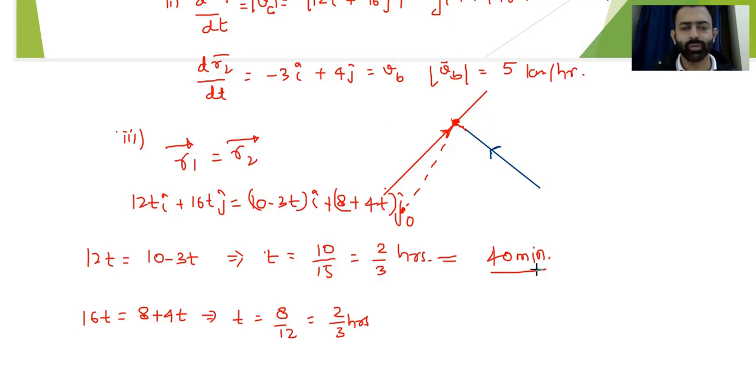Okay, so that's all for intersection of two lines. In the next video, there is a last topic, I think: finding out the angle between two lines, not the vectors, and lastly finding out the shortest distance.